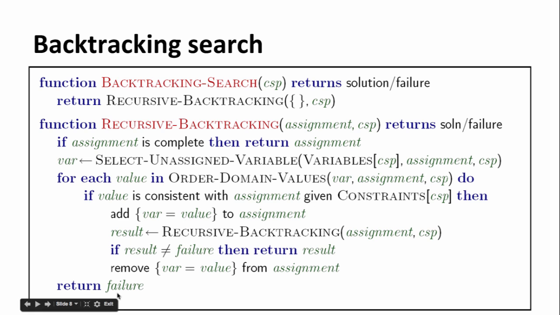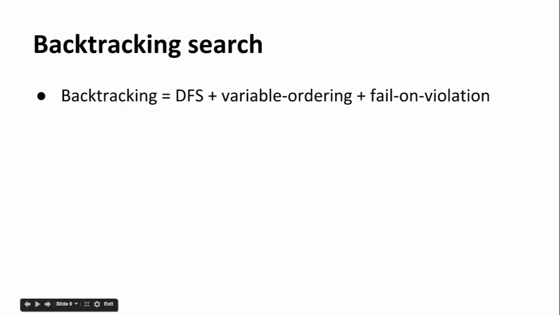So for this reason, we can return failure early if at any point there's a variable that we can't assign. Alright, great. So that's backtracking search. Like I said before, it's basically going to be depth-first search with some ordering of variables and an incremental failure test.